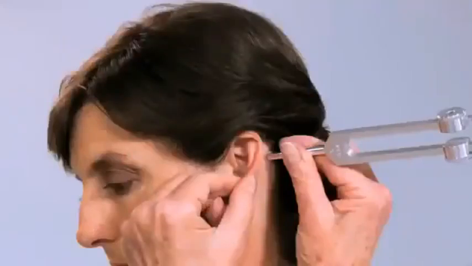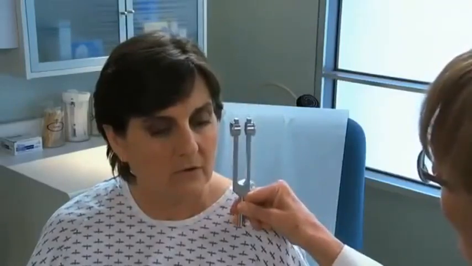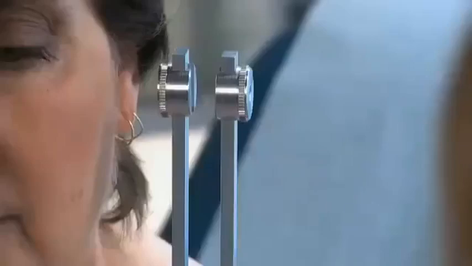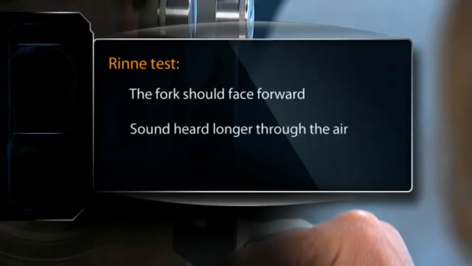Place a lightly vibrating tuning fork on the mastoid bone behind the ear and level with the canal. When the patient indicates that the sound is no longer heard, quickly place the vibrating fork near the ear canal and ask if the sound can be heard. The U of the fork should face forward, maximizing the sound for the patient. Normally, the sound can be heard longer through the air than through bone. Be sure to test the opposite ear.